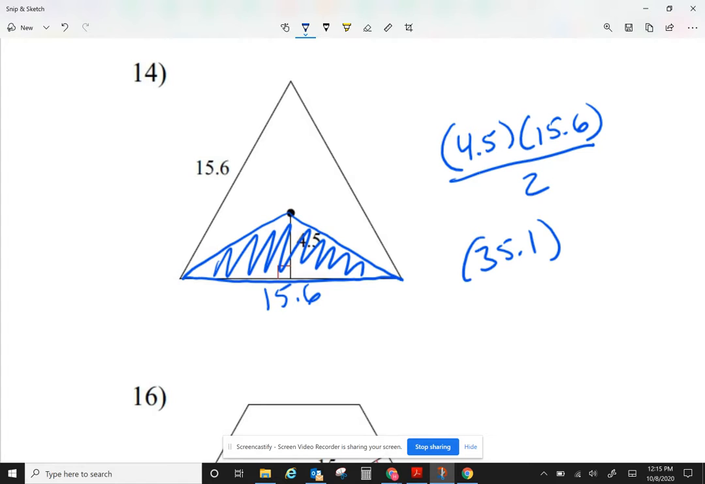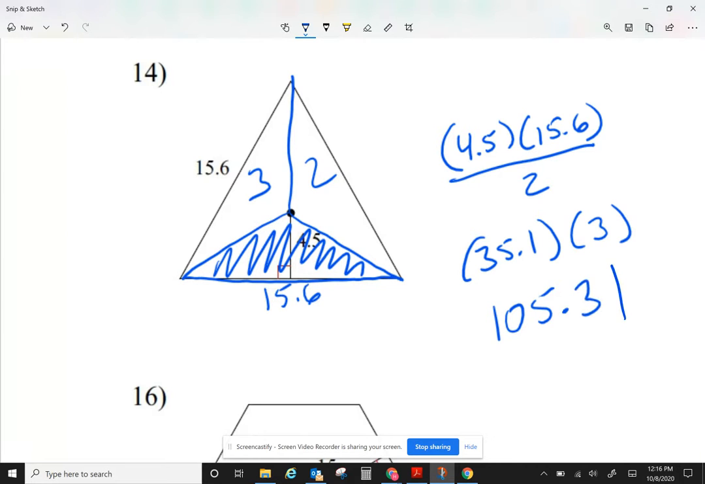I can break my image into 3 triangles. You can see there's one I shaded, there's the second one, and there's the third one. I know I can break this into 3 triangles because the polygon to begin with had 3 sides. So let me multiply this by 3. 35.1 is each of the triangles, there's 3 of them. So 35.1 times 3, and my result should be 105.3.